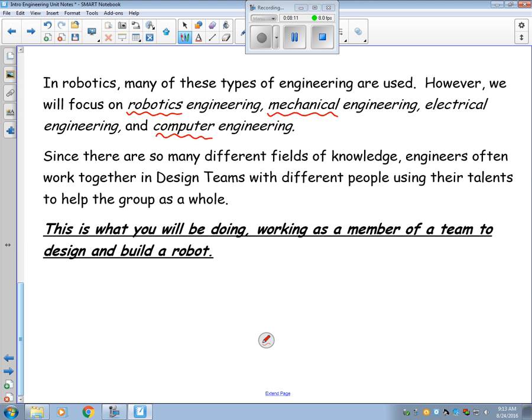Now, since there are many different fields of knowledge, engineers often work together in design teams, which is what you'll be doing. And they'll be working with different people, using their talents to help the group as a whole. And again, this is what you will be doing. You will be a member of your robotics team to design and build a competition robot. All right, that concludes our very first video.